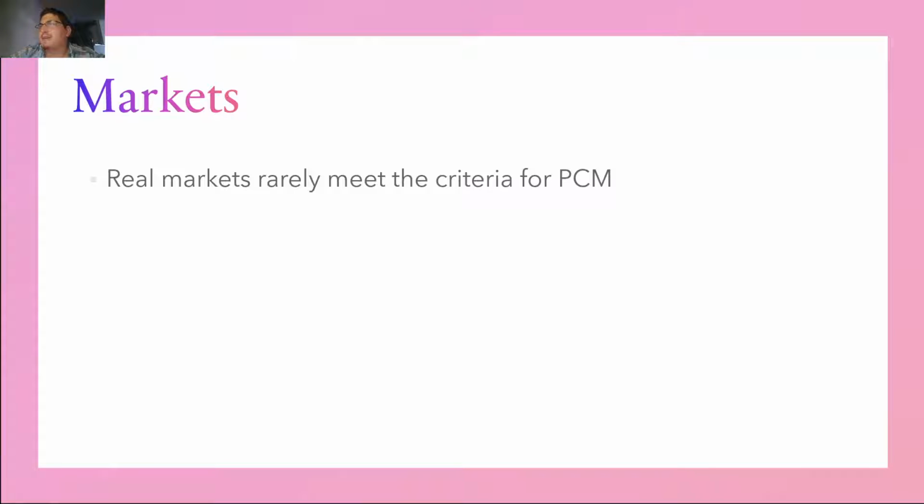All right, so markets. Real markets rarely meet the criteria for perfect competitive markets. There would be a lot of deviations you would have learned as an economist coming up to take this course. This course is usually a 400 level course, a senior course that students take. So you get to know some deviations from perfect competitive markets.